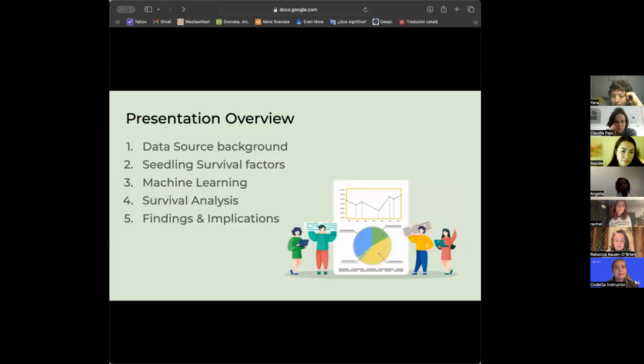We're going to talk to you about our data source, where we got it from, and the study that it was based on. Then we'll look into our EDA, exploring seedling survival and the different factors that affected whether the seedlings continued to be alive or not. Then we'll go over the machine learning journey that we took. And then in addition to the machine learning, we took a look at survival analysis. And then finally, our findings and implications.